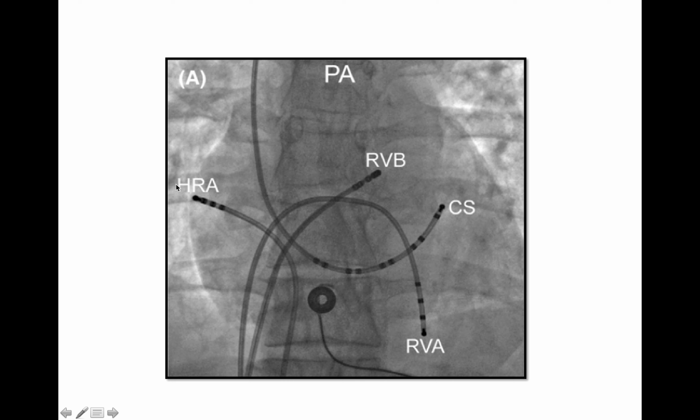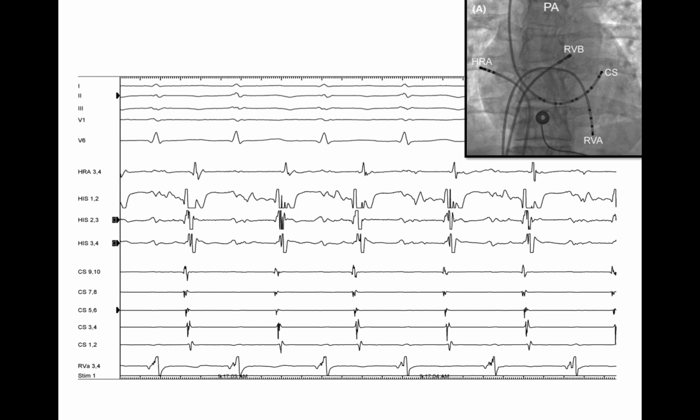Electrodes are placed in the high right atrium, in the coronary sinus, which gives us a window to the left atrium and left ventricle, into the right ventricular apex, that gives us a window to the right ventricle, and onto the AV node. And you get something that looks like this. So this is intracardiac signals. So this is an ECG performed from inside the heart.